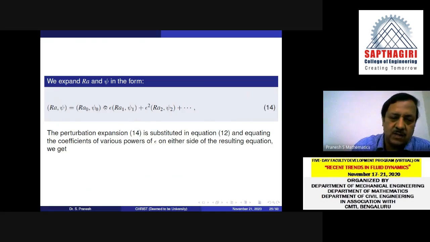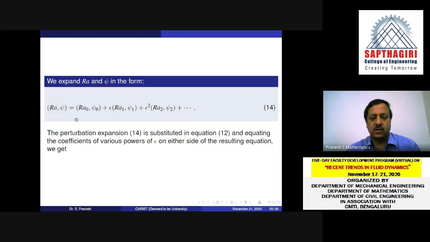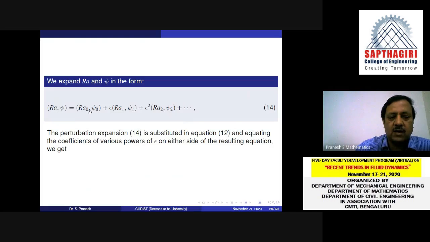We expand this here, where RA naught is the coefficient of epsilon to the power of 0, which represents that there is no modulation. So RA naught represents the Rayleigh number for the no modulation case, and RA1 and RA2 represent the corrections to this Rayleigh number. So for an unmodulated case, we find the corrections to this in the case of modulation.